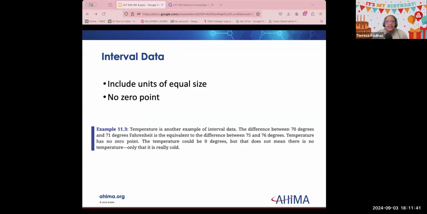Interval data. This is the type of data that represents observations that can be measured on an evenly distributed scale beginning at a point other than zero. So in your example, you have 11.3, right? Temperature is another example. The difference between 70 degrees and 71 degrees Fahrenheit is equivalent to the same difference as between 75 and 76.